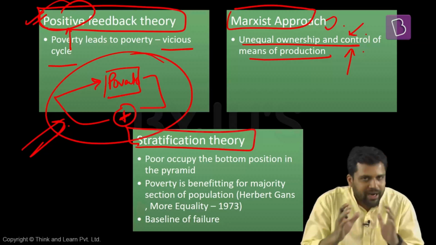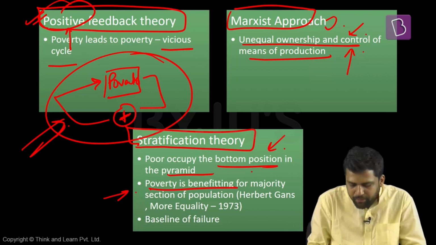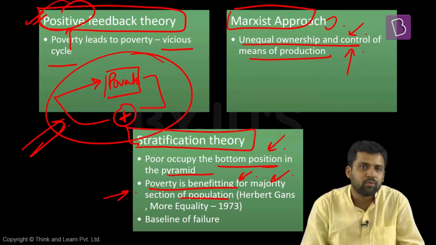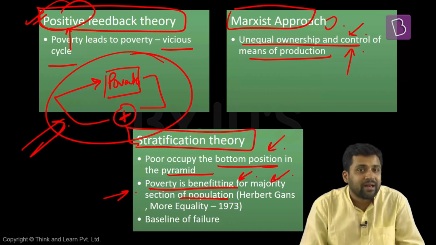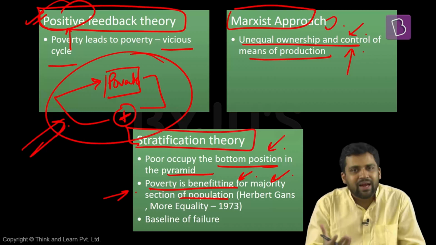Stratification theory of poverty. According to this theory, the society is stratified, and it is the poor people who are at the bottom position of the pyramid. They are at the base of the stratification system. Poverty benefits certain sections of the population according to this theory. In fact, poverty benefits the majority of the population. How can poverty benefit the majority? Because of the prevalence of poverty, certain kinds of menial activities are carried out. The lower jobs are all carried out because of poverty. There are people who are poor, they do not have any other option. So even if the salaries are less, they're willing to take it up.